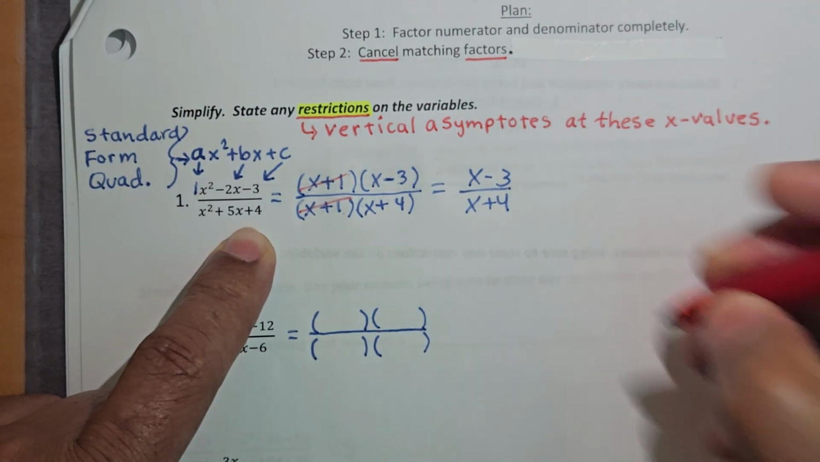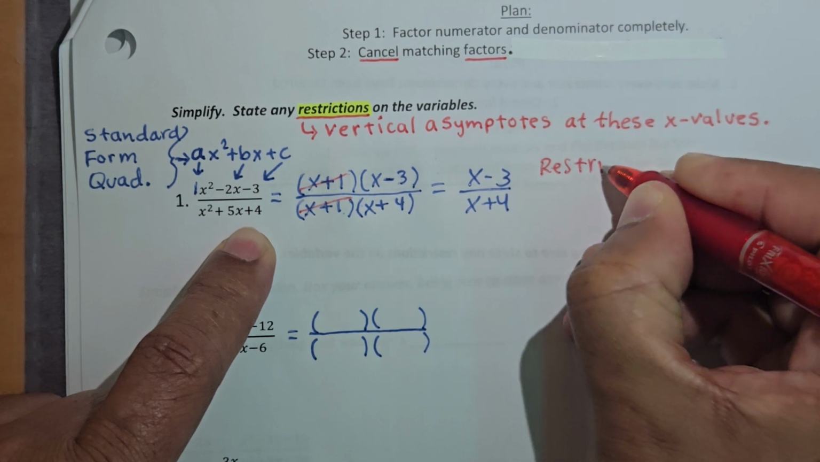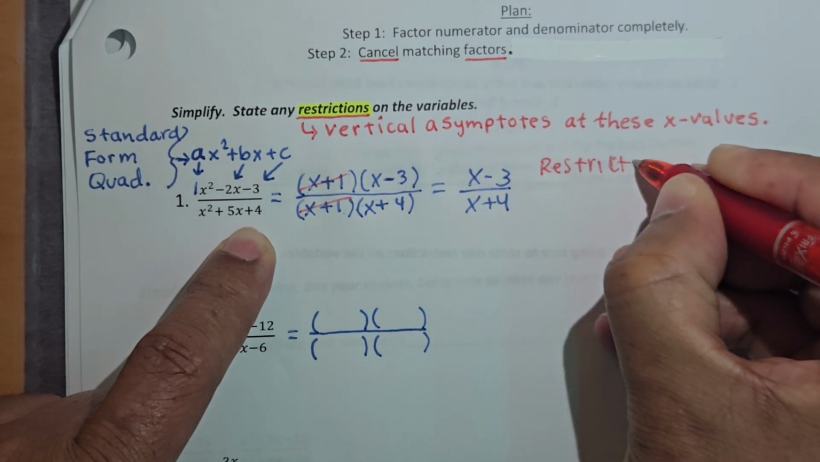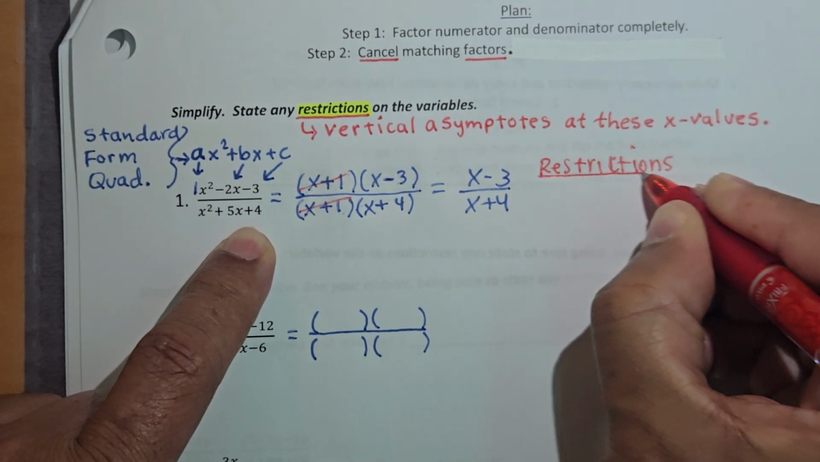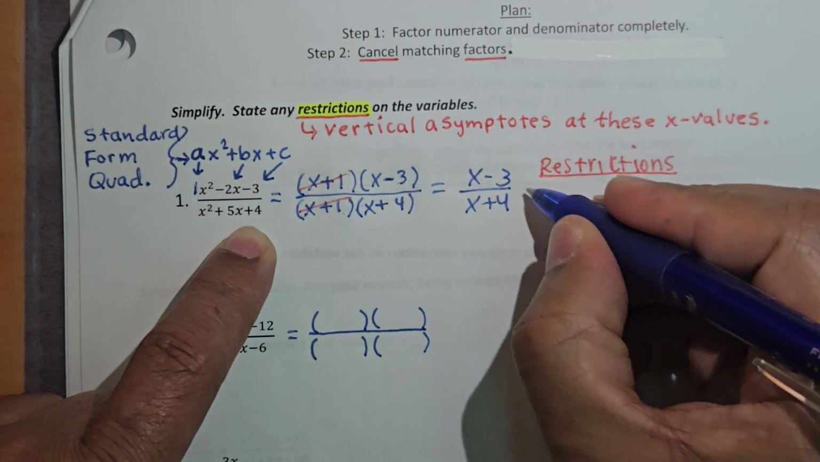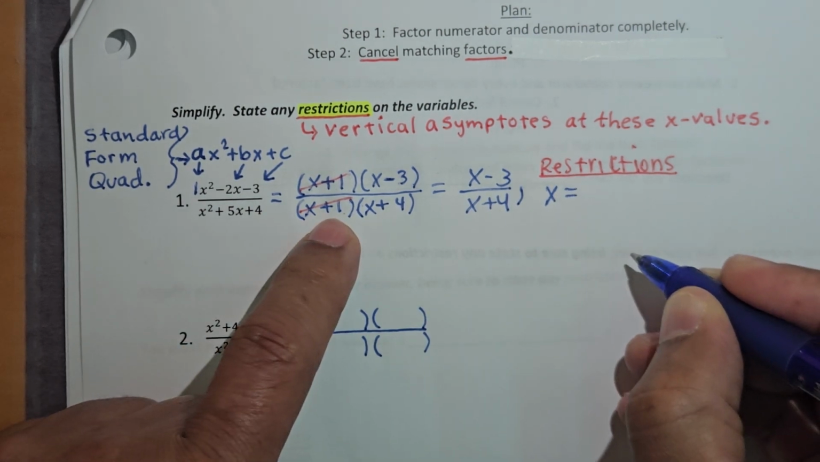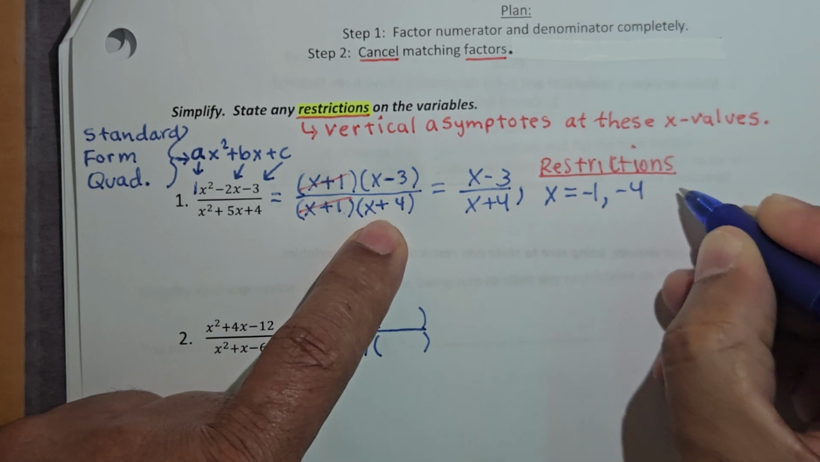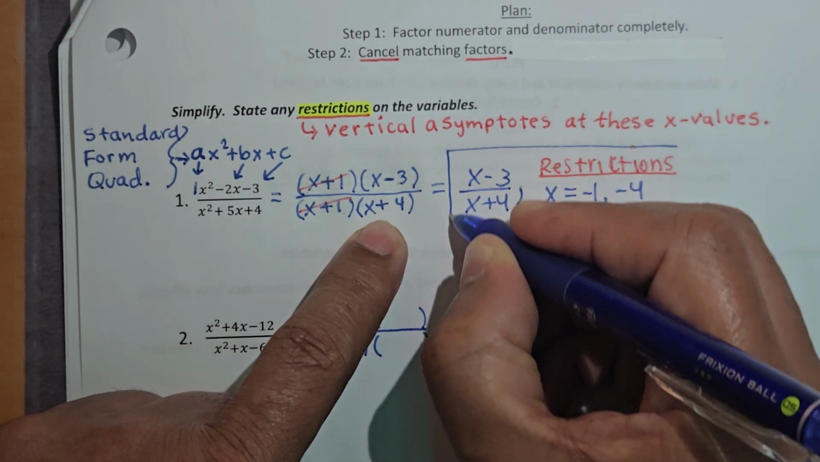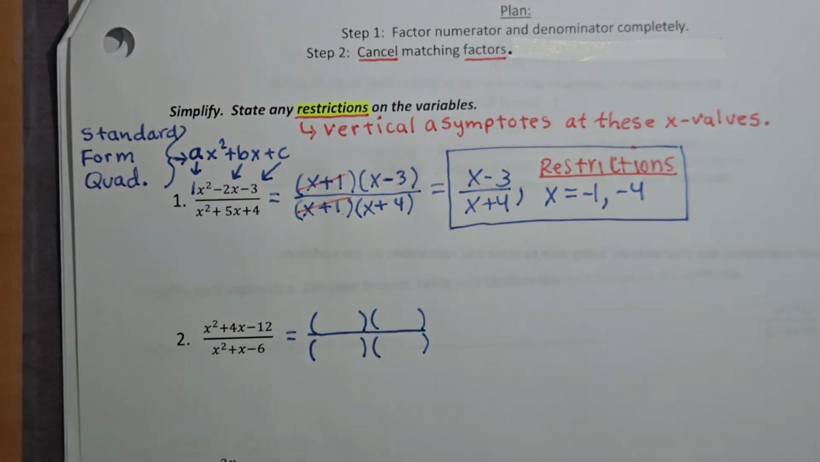But then here come the restrictions. Okay, we cannot just leave this problem like this. We have to state which values of x we cannot use because we have asymptotes at those values. So then restrictions are x cannot be equal to, for this one here, negative 1, and the other is negative 4. So there you have the answer to this problem along with restrictions.